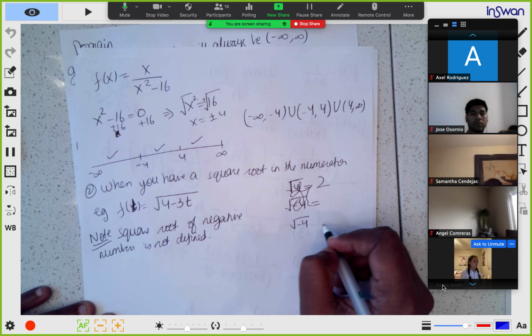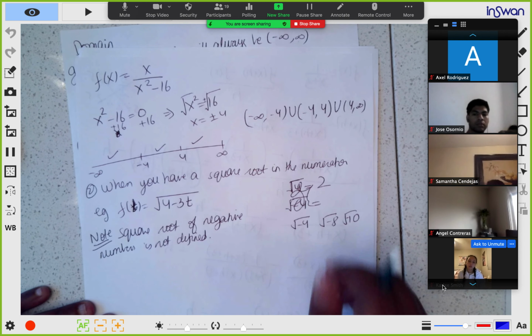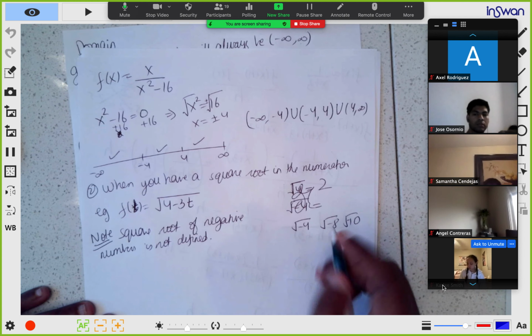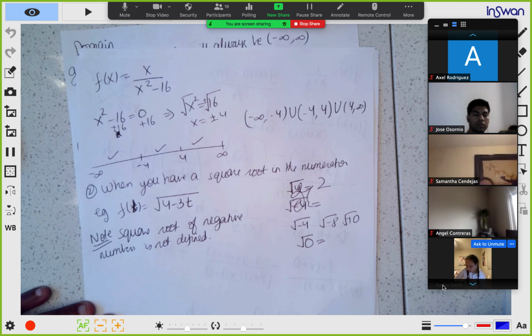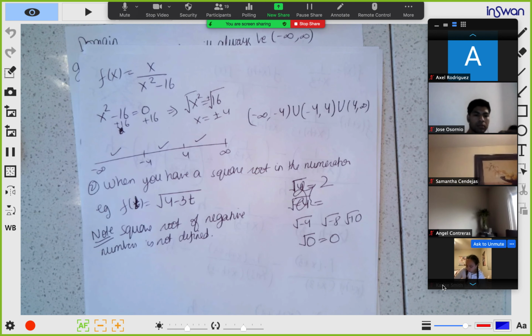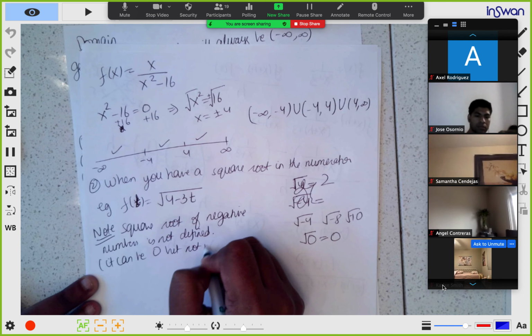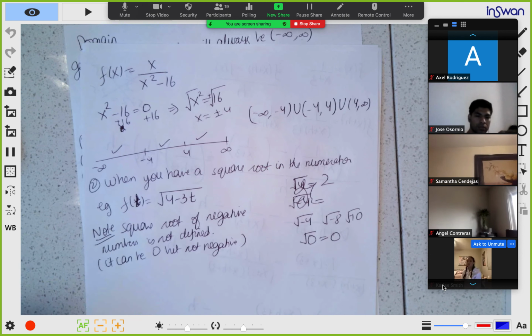Square root of negative 8, square root of negative 10, nothing is defined. Only the square root of non-negative numbers is defined. You will say, what about 0? What is the square root of 0? It is 0. Only negative numbers are not defined. It can be 0, but it cannot be negative. Always remember this property of square roots.